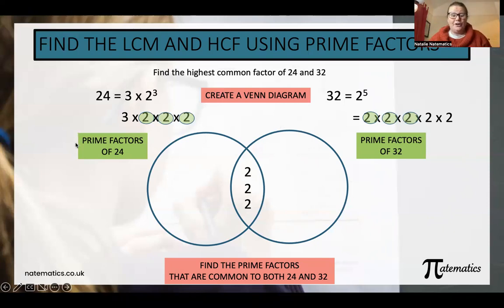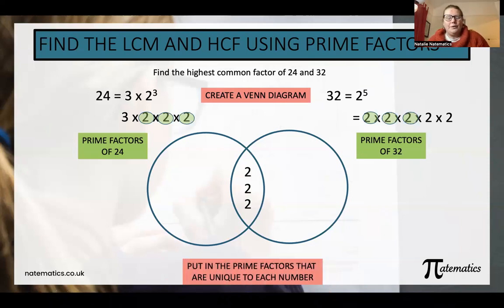So now here are the prime factors of 24 that are not also a prime factor of 32. Okay. So where we've got 3 will go on the left-hand side. And then we've got 2 2s, which will go in the right-hand side there. So what we're doing is splitting those individual prime factors into the different sets.